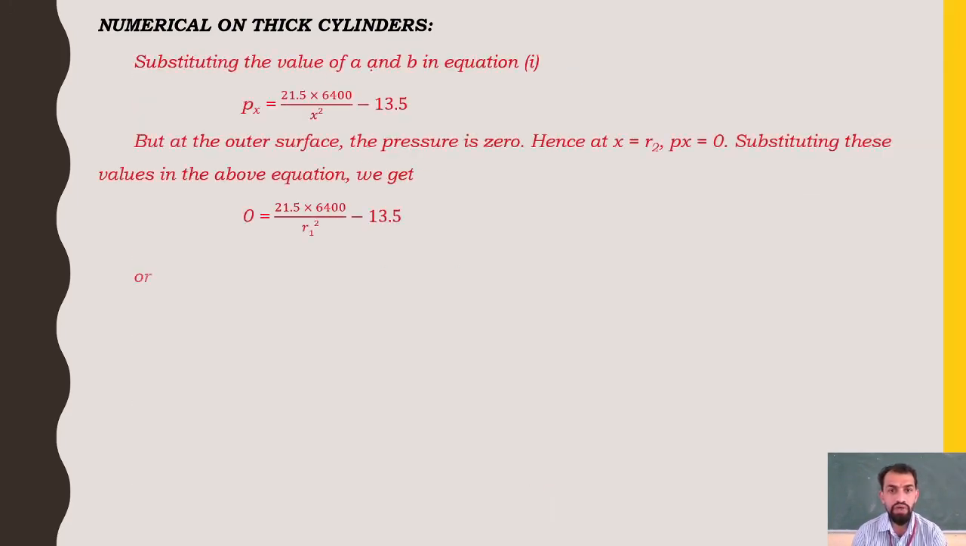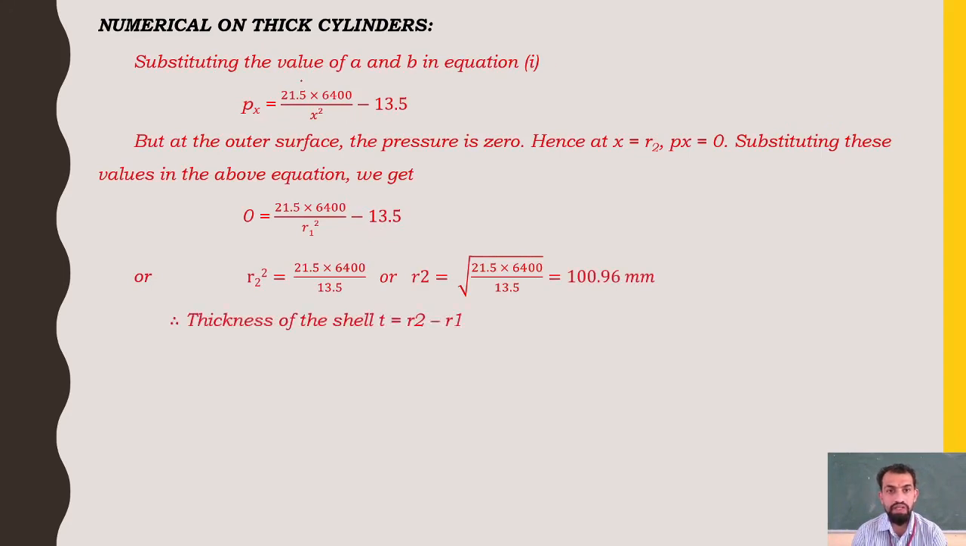Substituting the values of a and b in the equation, Px is equal to 21.5 into 6400 divided by x square minus 13.5. But at the outer surface the pressure is 0. Hence at x equals R2, Px is equal to 0. Substituting these values in the above equation, we get 0 equals 21.5 into 6400 divided by R2 square, minus 13.5.